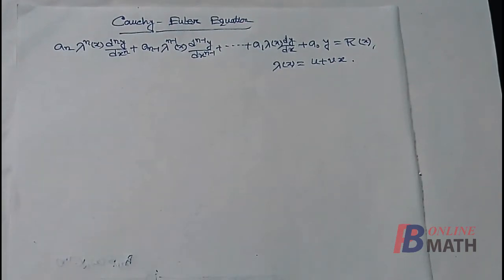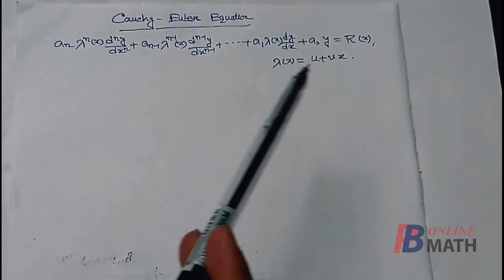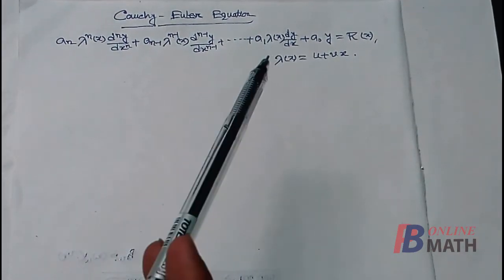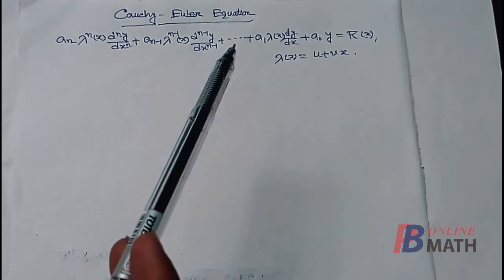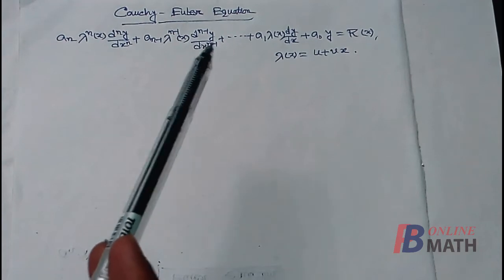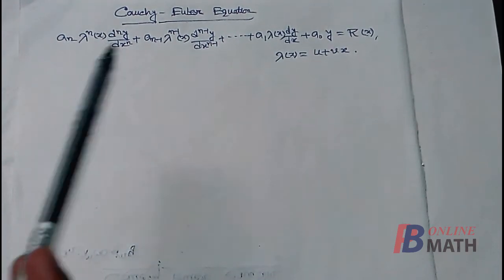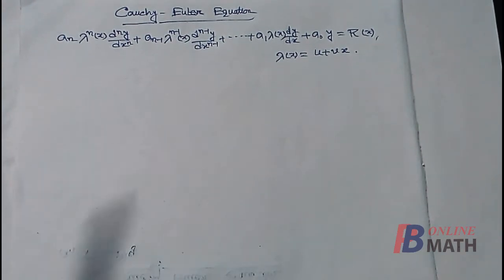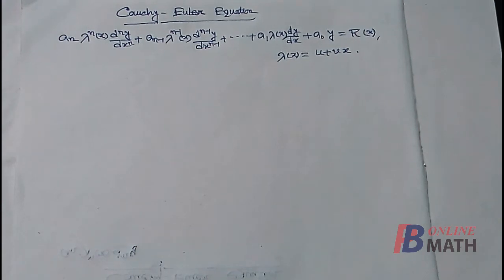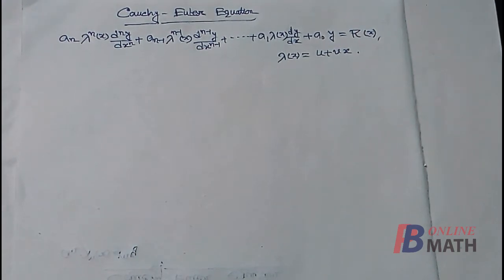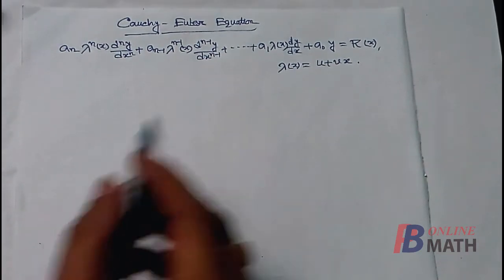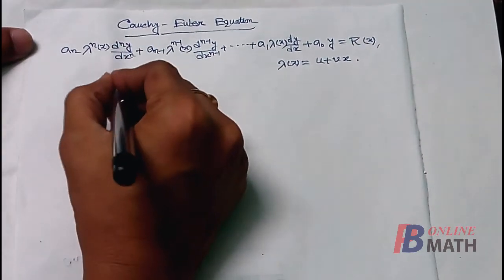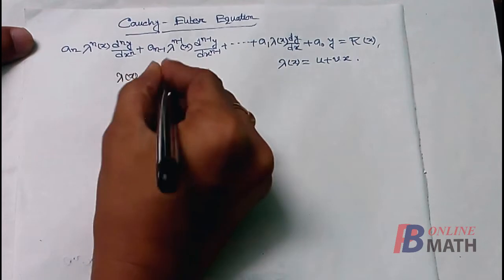Here we find that the coefficient of y is only the constant a0. The coefficient of dy/dx is a1 into λ(x), that is proportional to λ(x). The coefficient of d²y/dx² must be proportional to λ²(x), and finally the coefficient of dⁿy/dxⁿ is proportional to λⁿ(x). So this is a homogeneous equation, and to convert it to one of constant coefficients, we just need to transform the independent variable. Only one transformation is required, that is λ(x) = e^t.